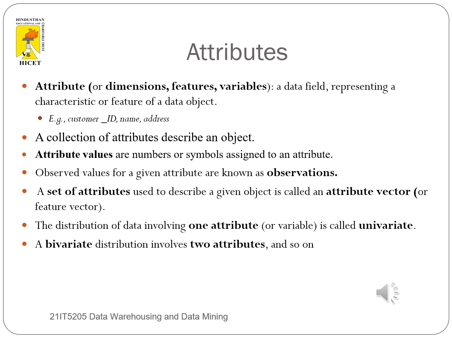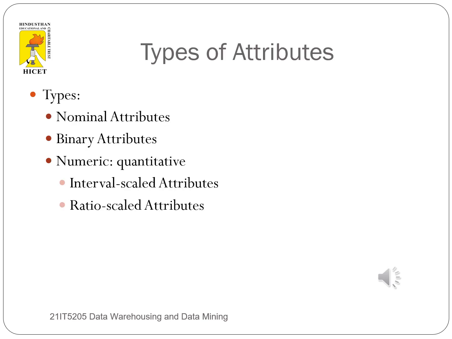A set of attributes used to describe a given object is called an attribute vector. The distribution of data involving one attribute is called univariate, if it involves two attributes it is called bivariate, and so on for more attributes. The various types of attributes that can be used in a data warehouse are nominal, binary, and numeric. These are the three common types. In numeric, all the quantitative values can be represented, and it is again divided into interval-scaled and ratio-scaled attributes.